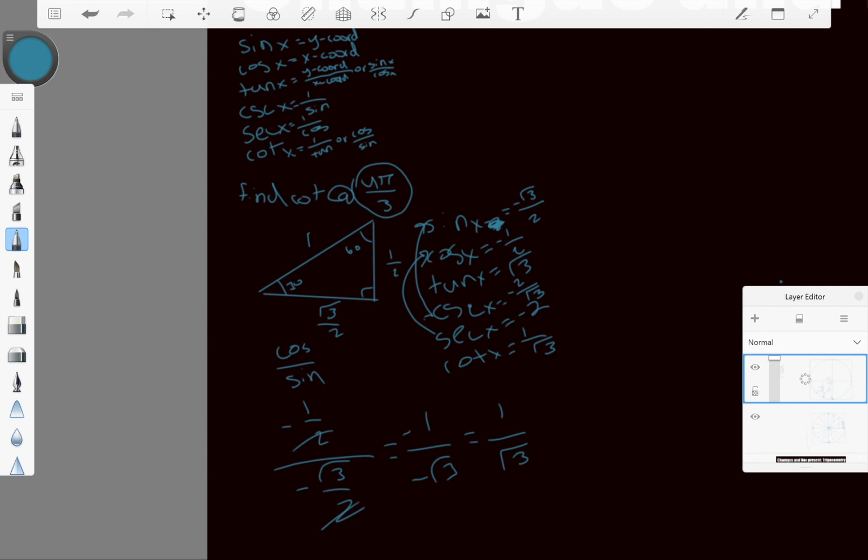And so basically what we're doing here is we're saying, we find whether it's a 30, 60, 90. We find whether it's a 45, 45, 90. If it's a 45, 45, 90, then we know exactly where it's going to be without doing any aforementioned math.